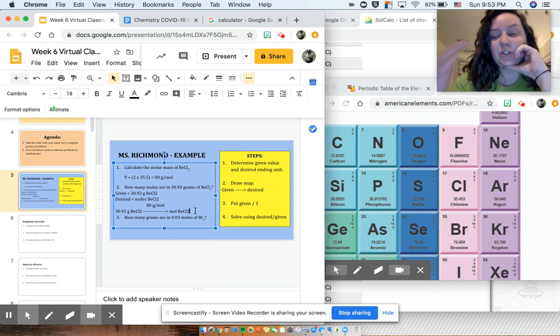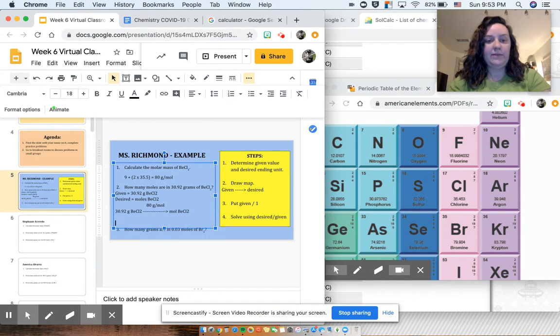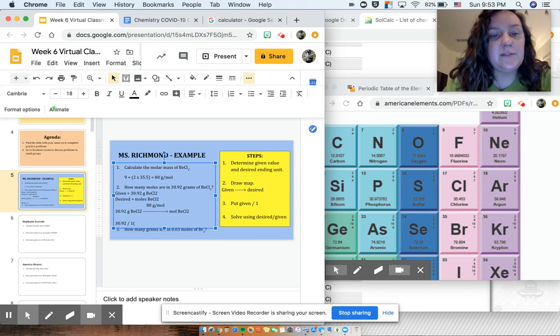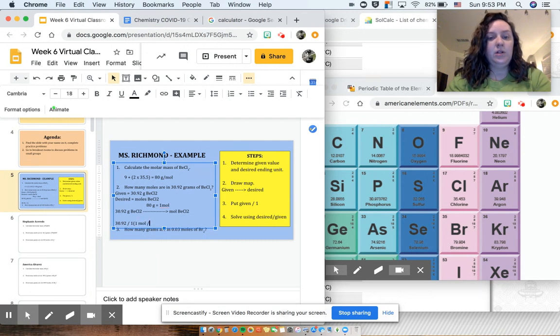Now we're ready to actually solve, which is steps 3 and 4. So step 3, put our given over 1, 30.92, put that over 1, then solve using the conversion factor in the format of desired on top and given on the bottom. So my desired, remember, is moles. Basically what this means is 80 grams per mole. This means 80 grams equals 1 mole of beryllium chloride. So the moles is my desired, so that's what I want on top. So that would be 1 mole over the given unit, which is grams in this case. So that would be over 80 grams, and then we're ready to solve.